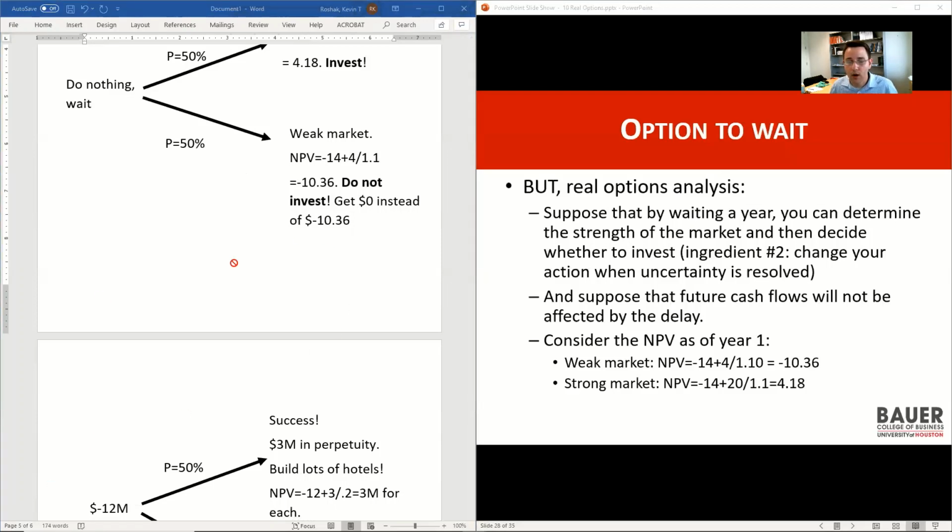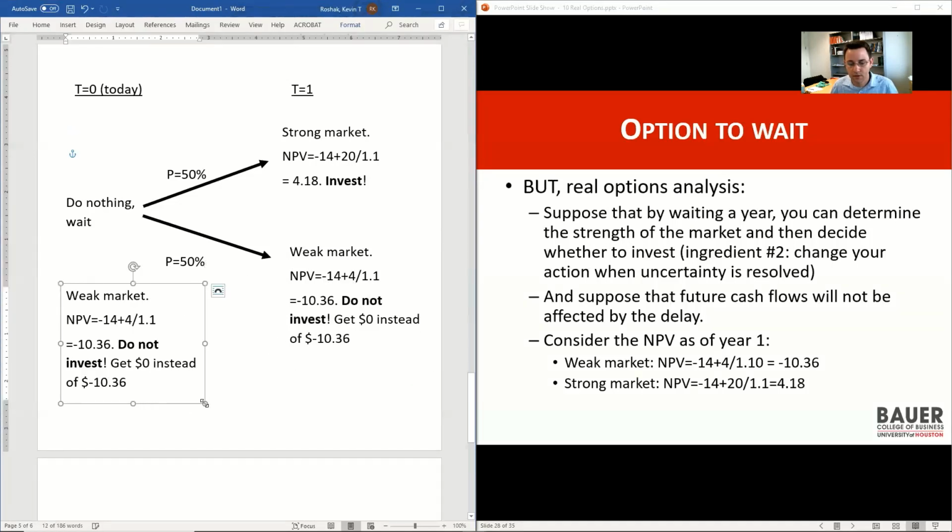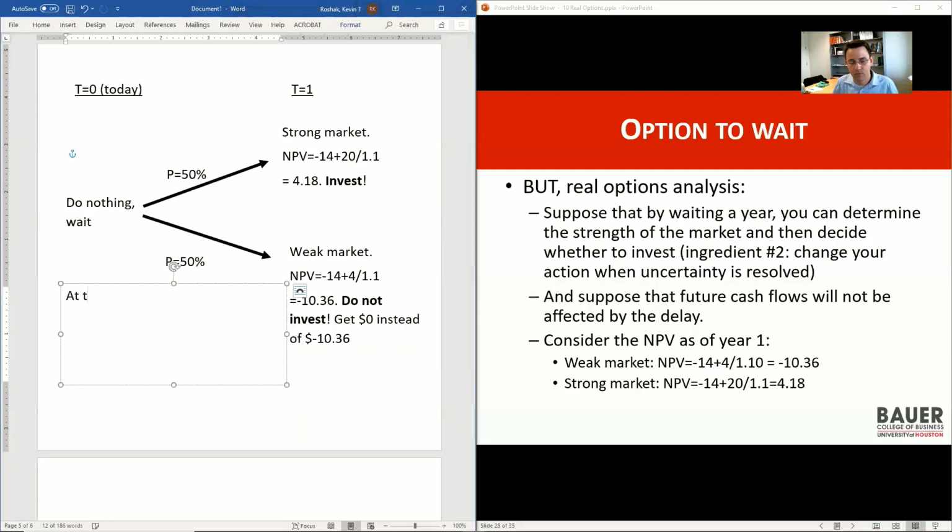So what happens at time 1? Let's insert another text box here so that we can put it all together. What's our expected NPV at time 1? Half of the time we get the 4.18 if it's a strong market, and the other half of the time we get 0. We decide not to invest at time 1. Okay, so that works out to 2.09. That's what we get at time 1.